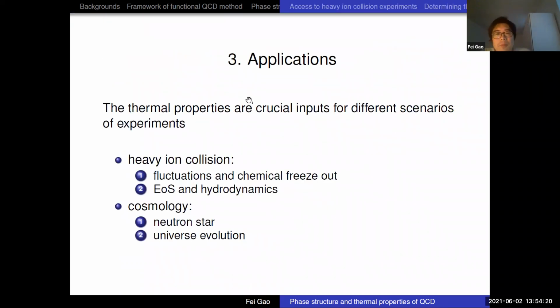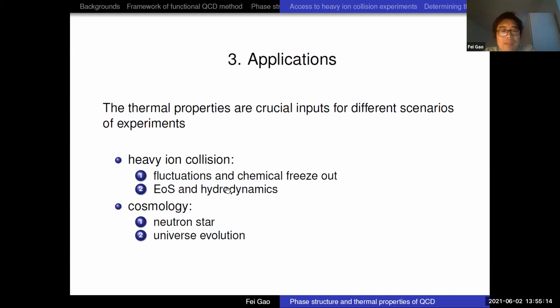With these thermal properties, we can apply them to experiment-related topics. Basically, there are four applications for the QCD thermal properties. For heavy ion collisions, we can directly compute the fluctuations, which can also be measured in experiments. After comparing with the experimental data, we can extract the chemical freeze-out parameters, which probably gives some hints for the phase transition. And the equation of state of QCD will be the input of the hydrodynamic simulation.